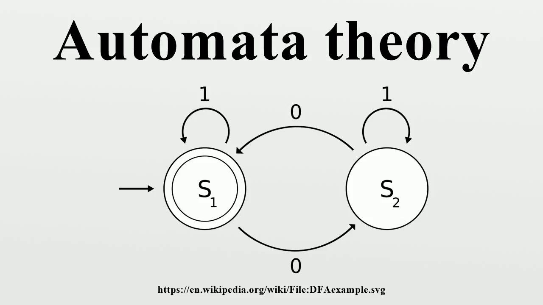Stack memory. An automaton may also contain some extra memory in the form of a stack in which symbols can be pushed and popped. This kind of automaton is called a push-down automaton. Transition function. Deterministic. For a given current state and an input symbol, if an automaton can only jump to one and only one state, then it is a deterministic automaton.